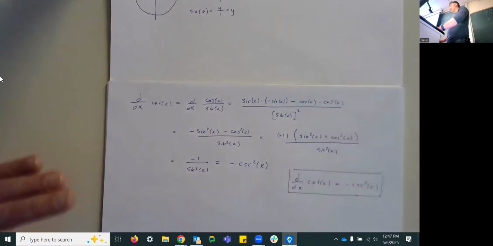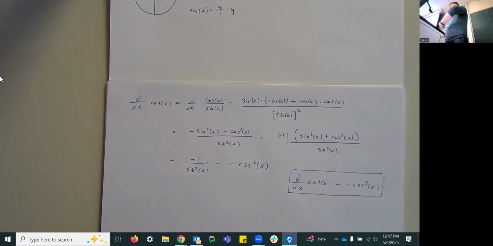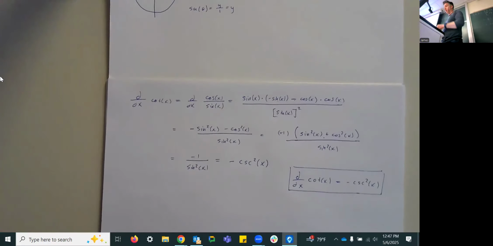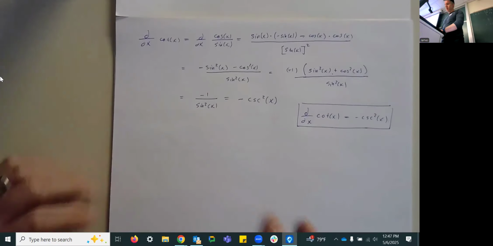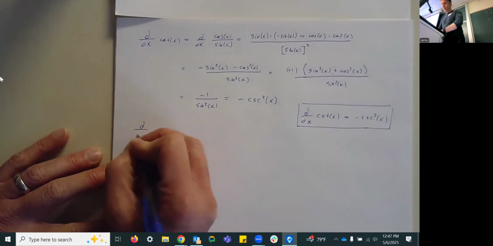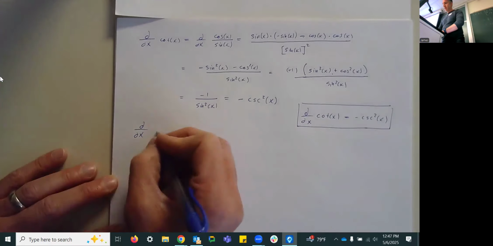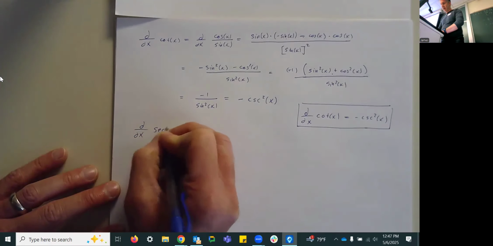There is a pattern, but I don't want to say it quite yet. So we'll do one more and then we'll talk about the pattern, because I think the pattern is definitely worthwhile. So one more, well, actually two more, but one more, the next one. Let's find the derivative of secant of x.